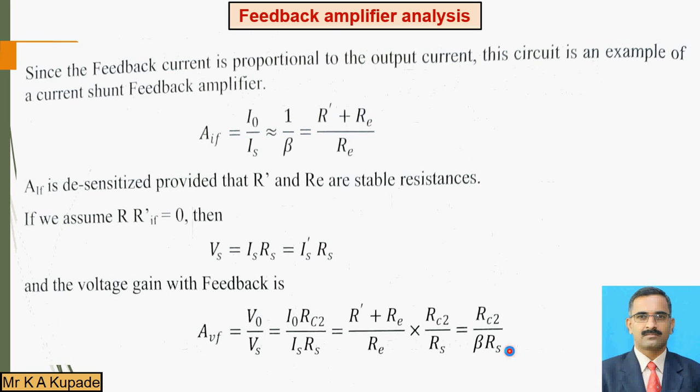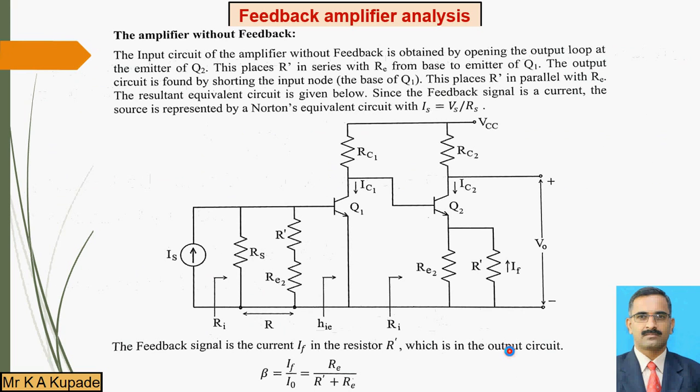Now the amplifier without feedback. In the previous figure we considered that the feedback is applied through this to these two transistors, but in this circuitry there is no feedback. Now see how the amplification is considered and how the beta values can be calculated. The input current of the amplifier without feedback is obtained by opening the output loop at the emitter of Q2. This replaces the R dash in series with RE from the base to the emitter of Q1. This places R dash in parallel with this particular RE.